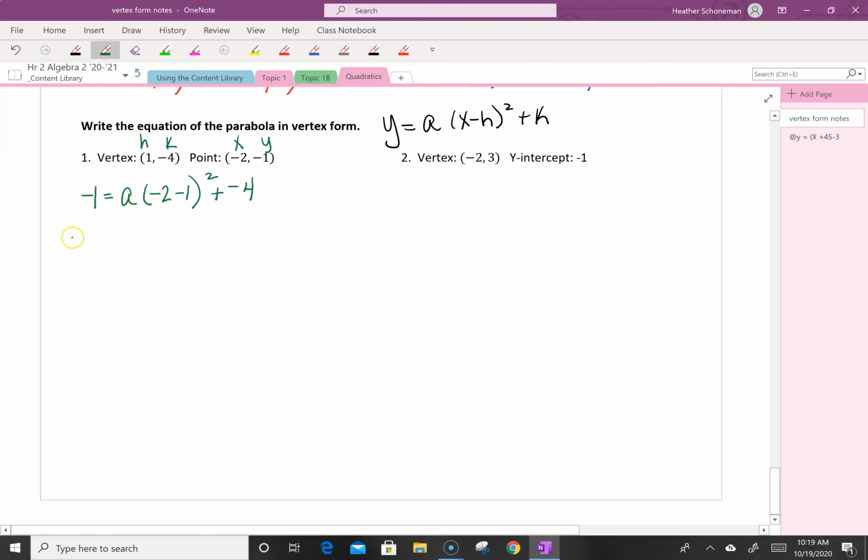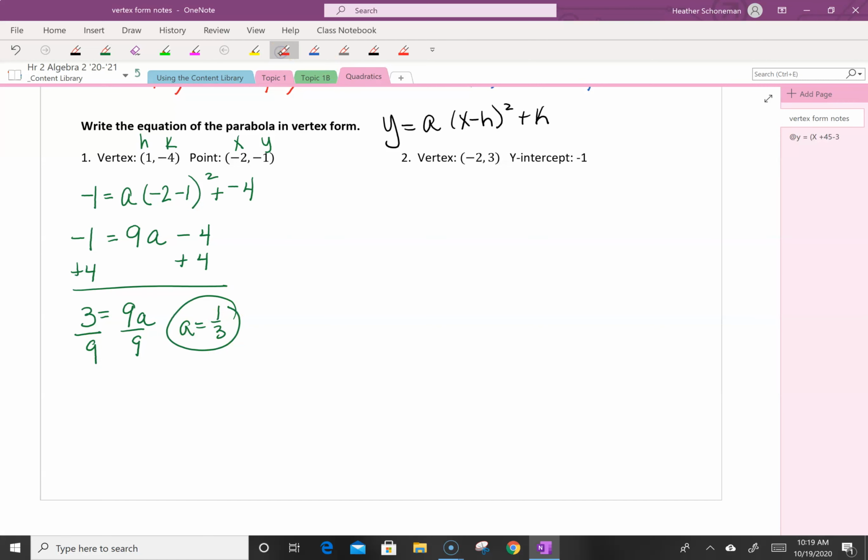Now inside the parentheses, we have to do first, -2 minus 1 is -3, but -3 squared is +9. So I have 9a minus 4. To finish solving, I'm going to add 4 to both sides. So I get 3 equals 9a. I divide by 9, so a is 1/3. That leaves my equation to be y equals 1/3 times x minus h, which we know is 1, squared, plus or minus k, so minus 4.